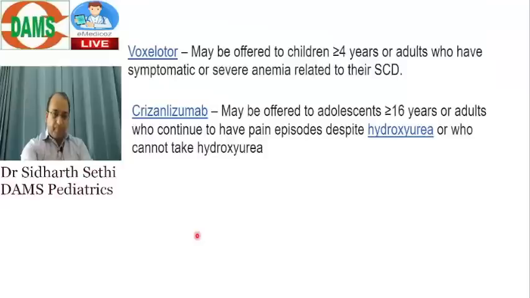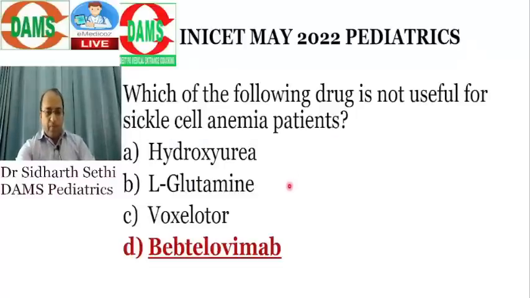Now there are many new drugs in sickle cell anemia. There are just 2 more new drugs which you should know. Another drug which acts on the HIF factor, voxelotor. This is approved for children more than 4 years who are still symptomatic despite hydroxyurea. There's another drug called crizanlizumab, which is also approved for children more than 16 years. So remember this.